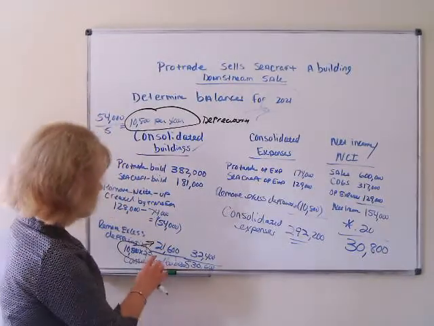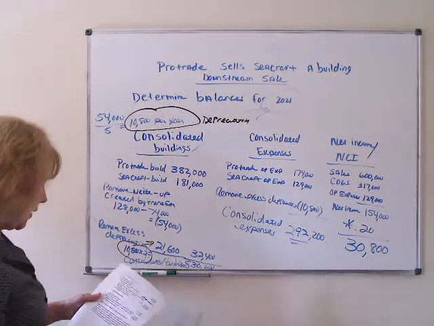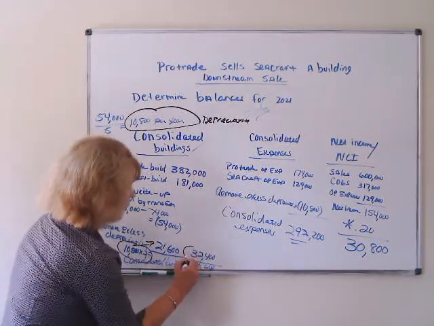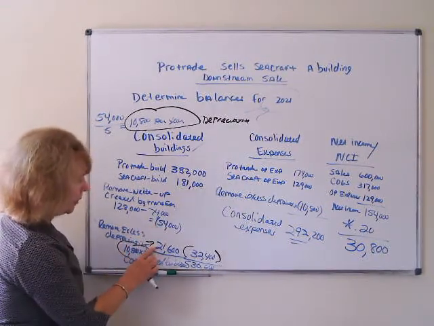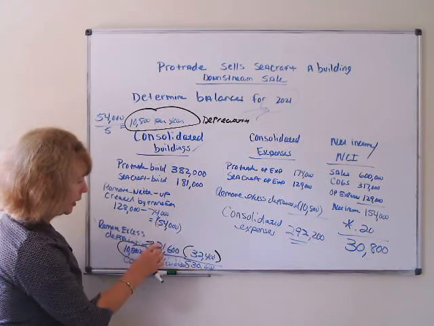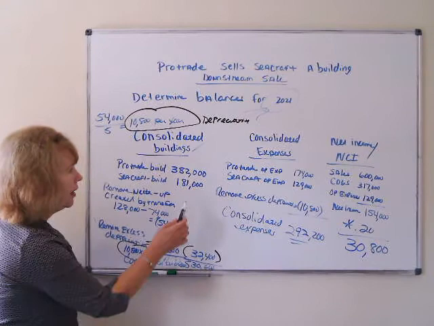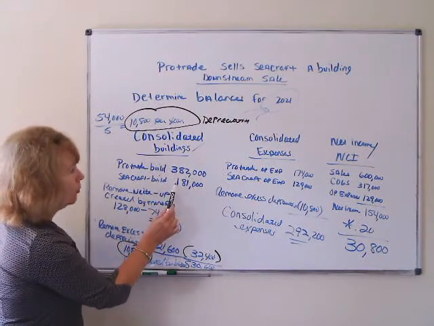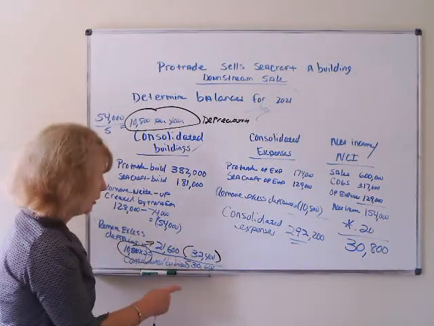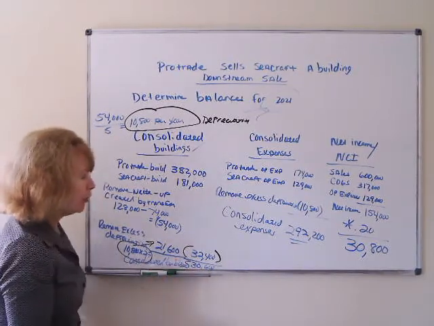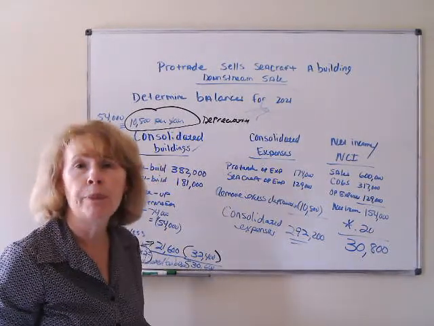Now, we're going to net these two. We're going to net these two, and this is in parentheses, 54,000 minus 21,600. Well, this is a negative positive, so you have a negative over here of 32,400. Now, you're going to take the 382 plus the 181. You will subtract out that net effect of 32,400. You get 530,600 for your consolidated amount for the buildings.